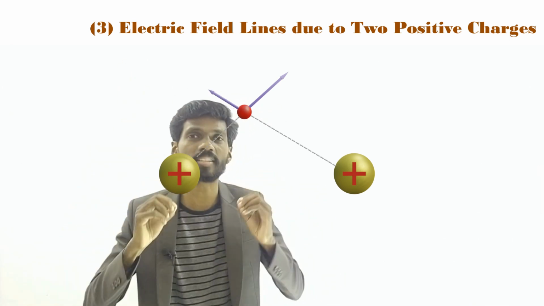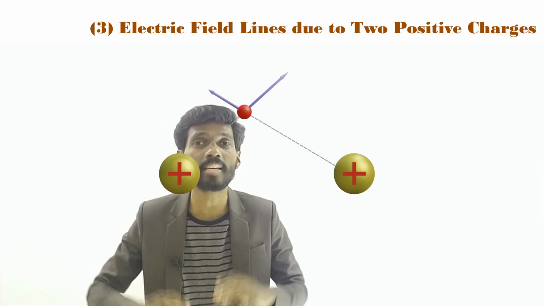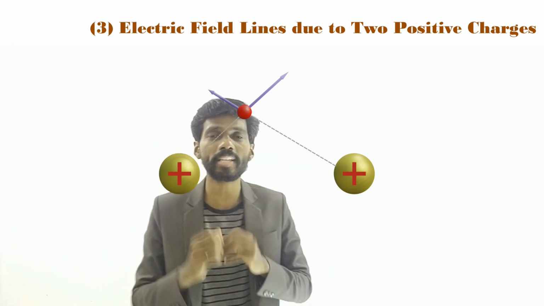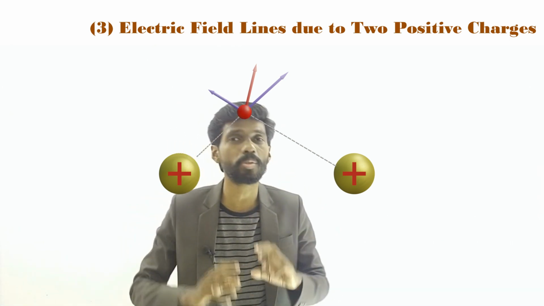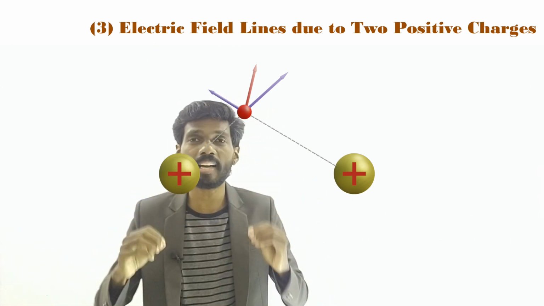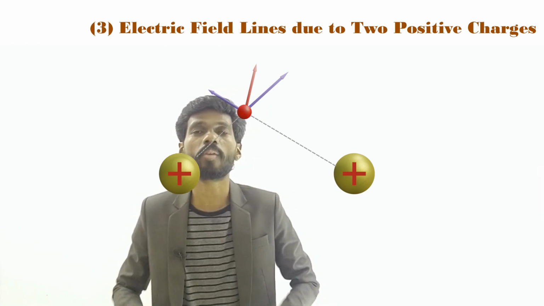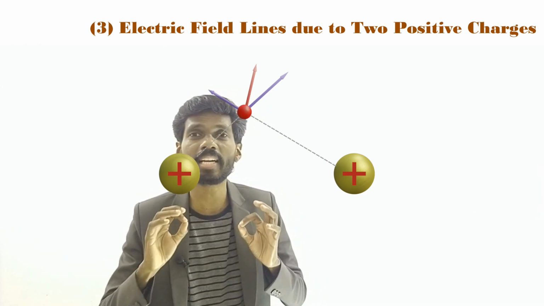So the net electric field at that point is the resultant of these 2 electric fields. Alright, so that will be somewhere in the middle. Alright, so this is the direction of the electric field due to these 2 charges. But here, unlike the last case, we have electric field lines that are not straight lines but curves.